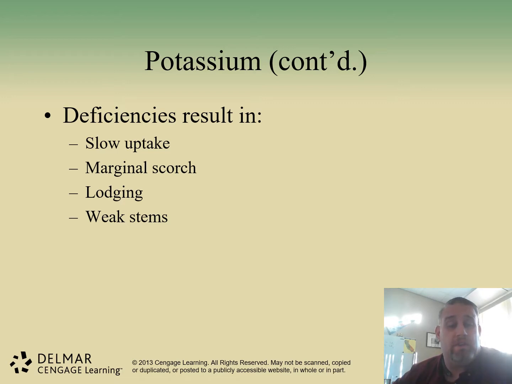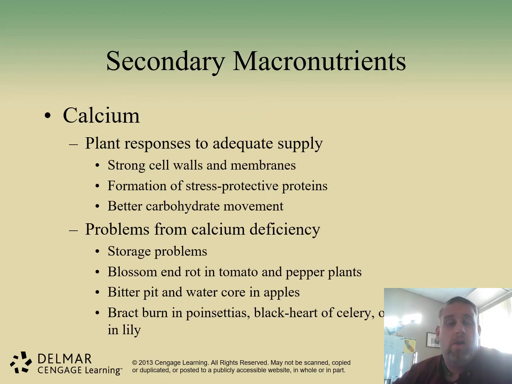Potassium deficiencies result in slow uptake. There's a scorching of the outside of the leaves, and then weak stems, and you'll have droopy leaves because of a lack of potassium. So the secondary macronutrients, first we'll start with calcium. Calcium is used to build strong cell walls and membranes. It helps the formation of stress protective proteins. So basically, just like us, calcium makes the plant stronger.